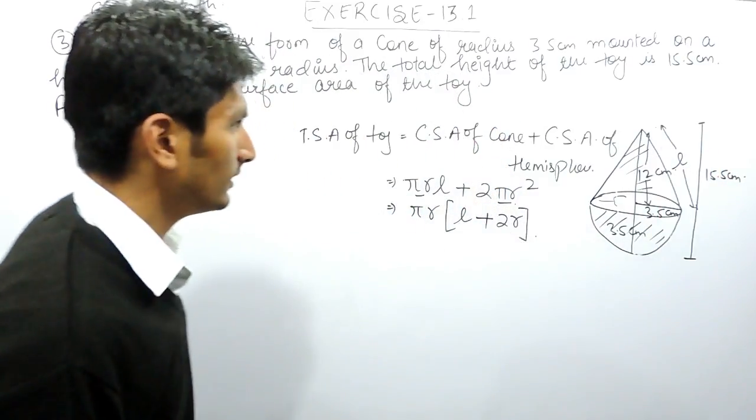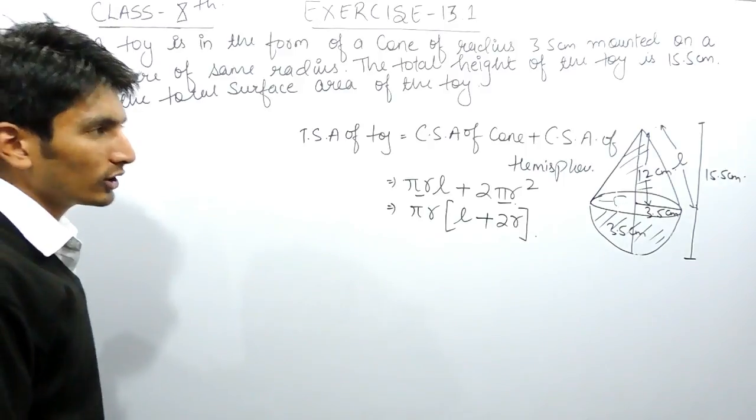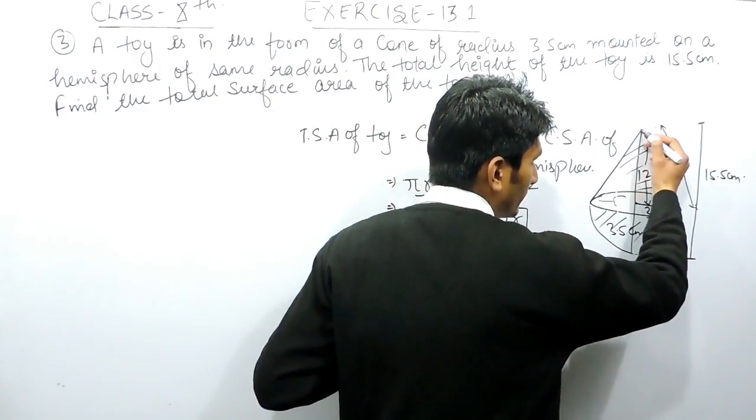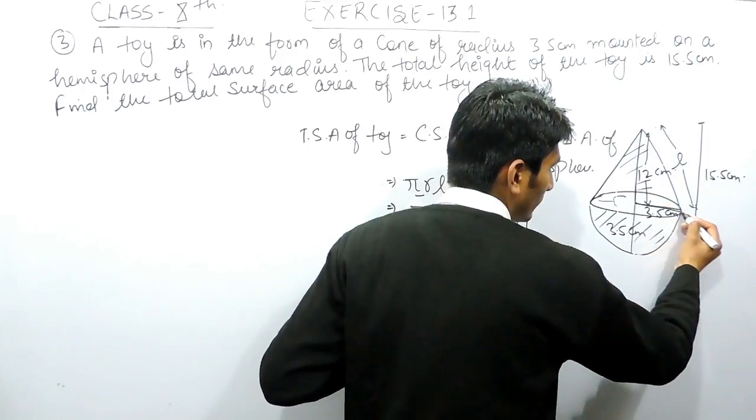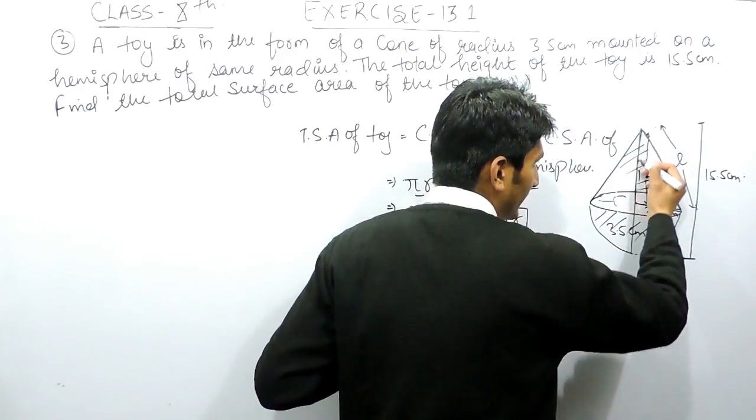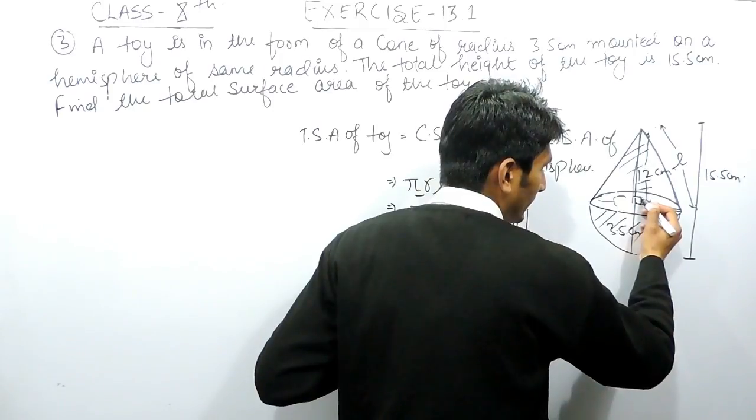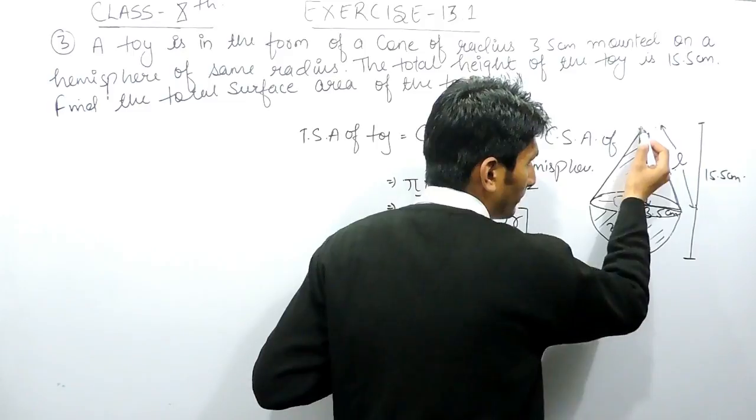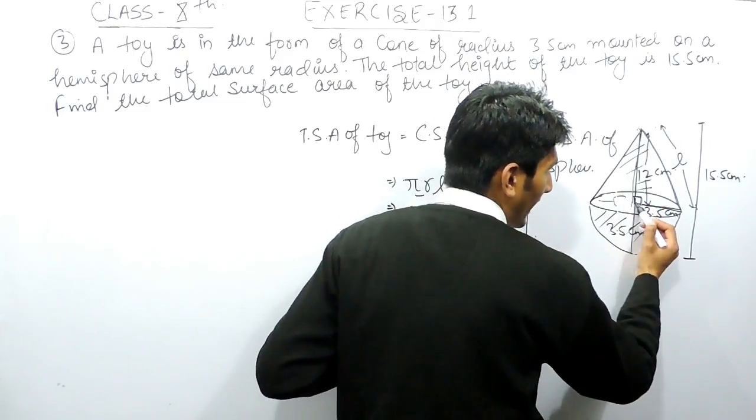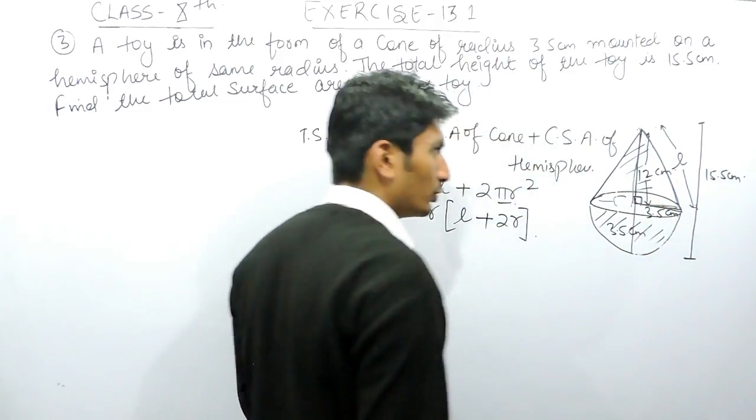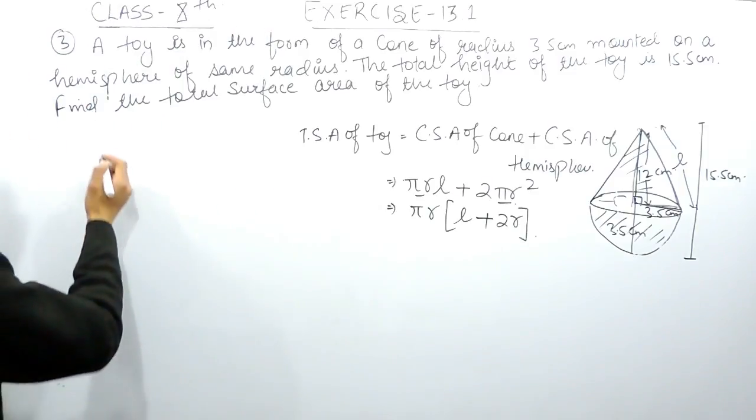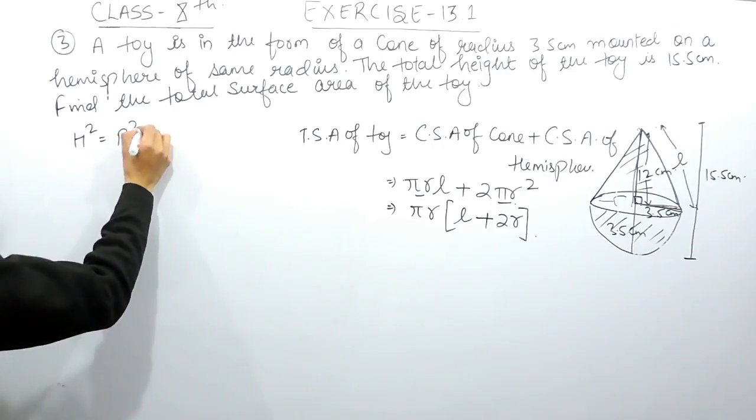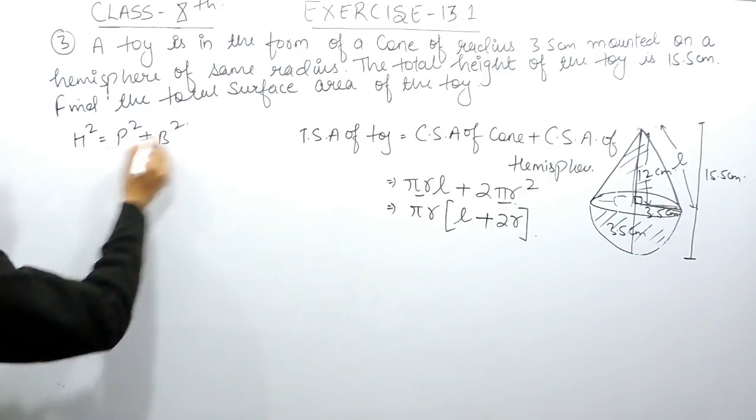So for that I can use the Pythagoras theorem. This will be the right circular cone where this will be a right angle triangle, where this will be the 90. So using Pythagoras theorem, hypotenuse you have to find, where the perpendicular, which is 12, and the base, which is 3.5, is given to you. So using Pythagoras theorem, hypotenuse square will be equal to perpendicular square plus base square.